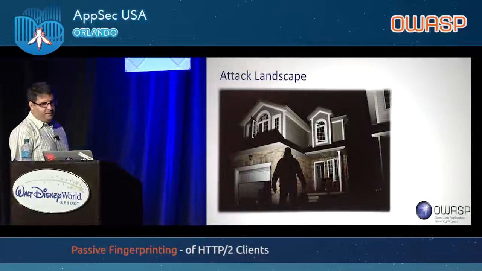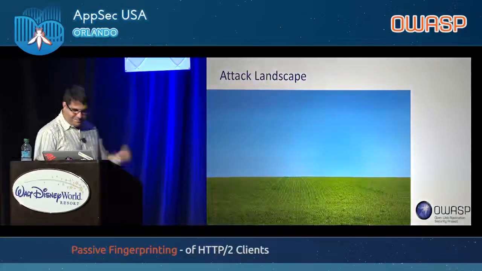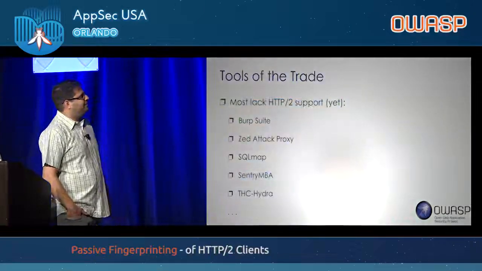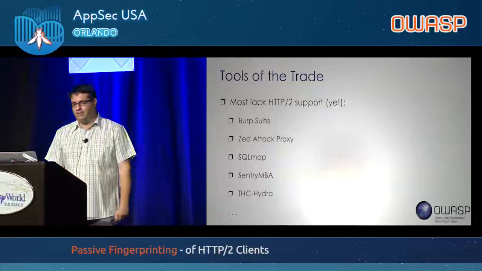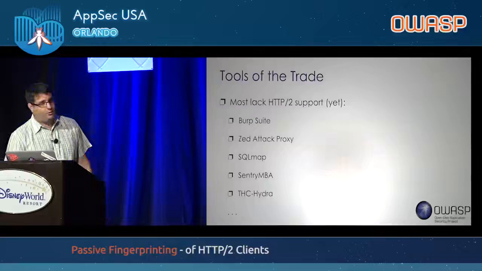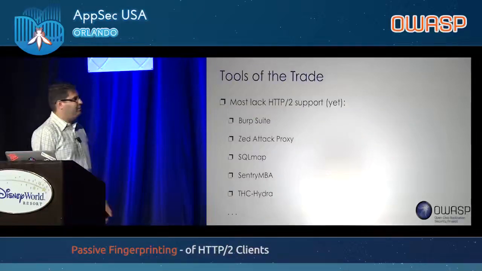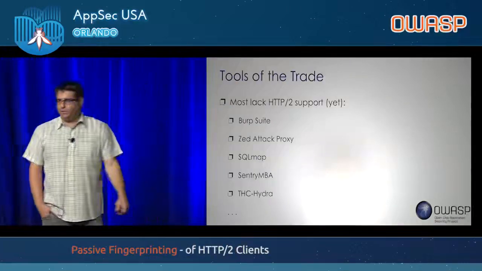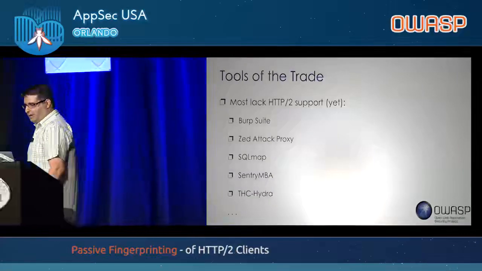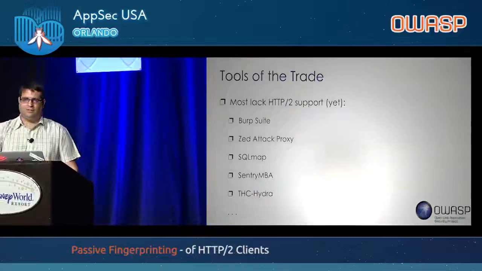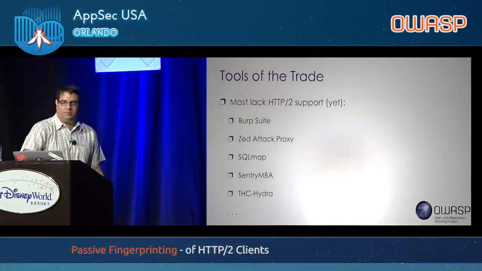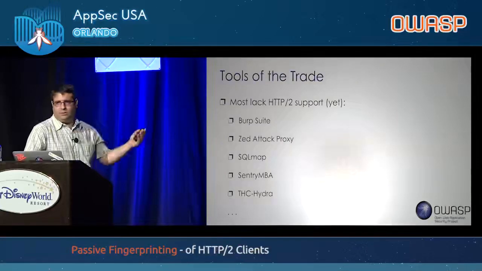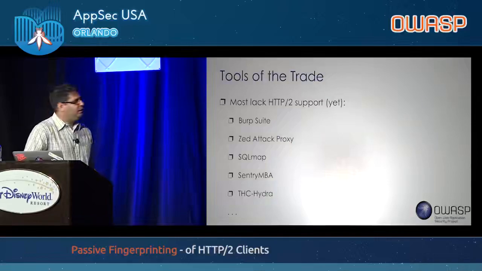So, attack landscape. Currently, this is the attack landscape for HTTP2. And the reason is that most of the de facto standard tools of the trade don't support HTTP2. You have your list, and it's really long: Burp, Zap, SQLMap, Hydra, Sentry, if you're into account checking. And I strolled around the exhibition area and asked some vendors to see if they are supporting it, like White Hat Security or NetSparker, and most of them still don't support it, it's just a matter of time. And there are some reasons for that.